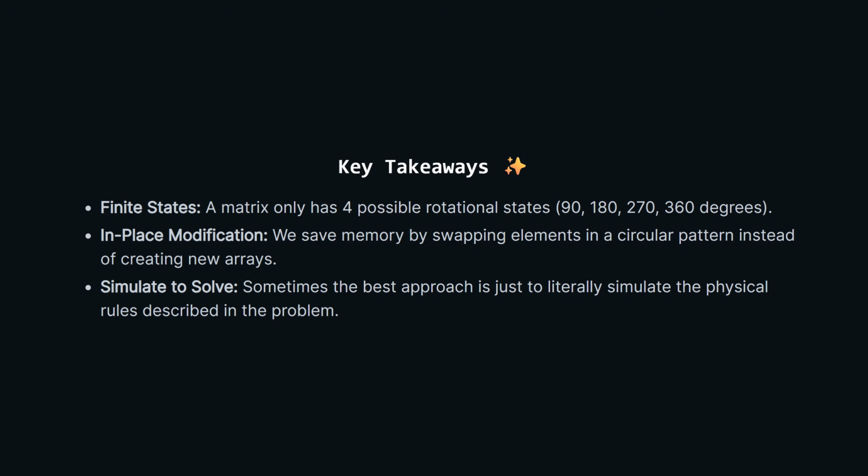So let's wrap it up. The main takeaways here are that spinning a square only has 4 unique outcomes, so we can just simulate the process. And by swapping the numbers in place, ring by ring, we keep our memory footprint incredibly small.